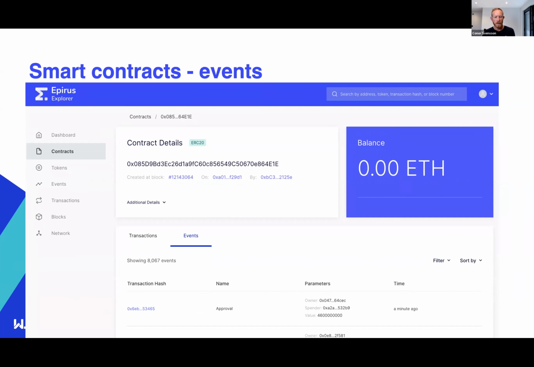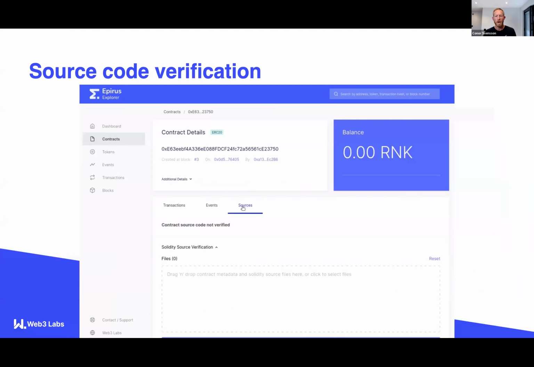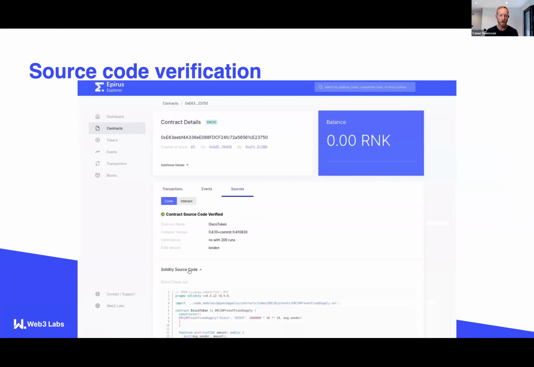So again, we can see the events associated with them. One of the other big new features that we've added recently to Epirius is source code verification as well. What you can do is take the source code of your smart contracts and upload them to Epirius. From there, it verifies that the smart contract code that's running on the blockchain matches the code that's been uploaded.